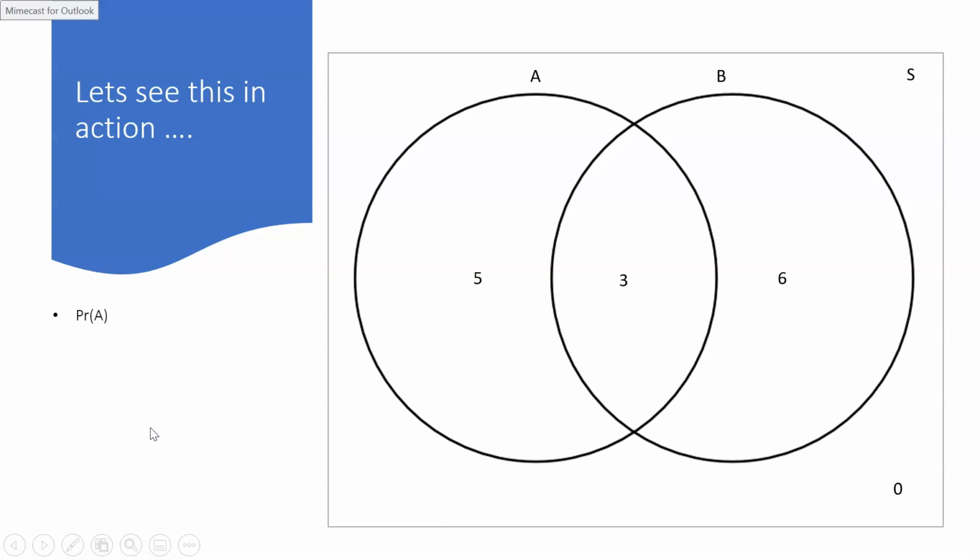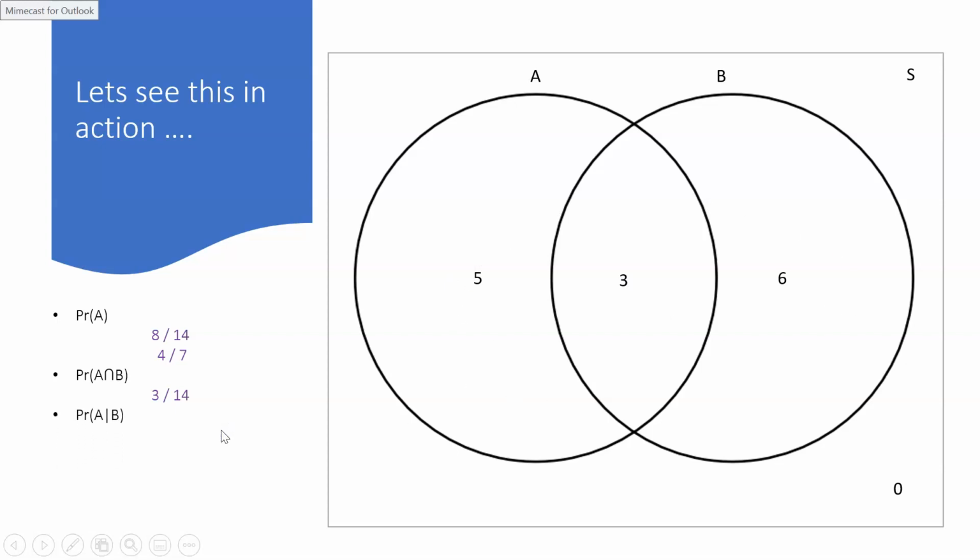So how would we find the probability of A? This is everything that's occurred in A. So we've got 5 plus our 3, so we've got 8 out of 14, because our total union is 14, and 5 plus 3 is 8. We can simplify that. What's the probability of a value being in the intersect? That is 3, so there's 3 there out of our total of 14.